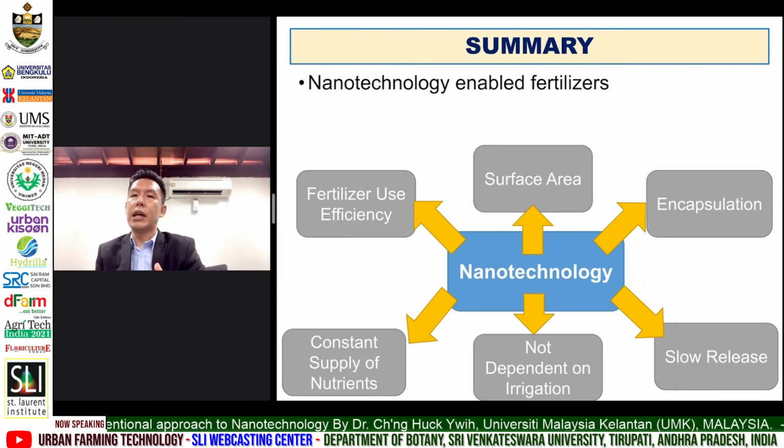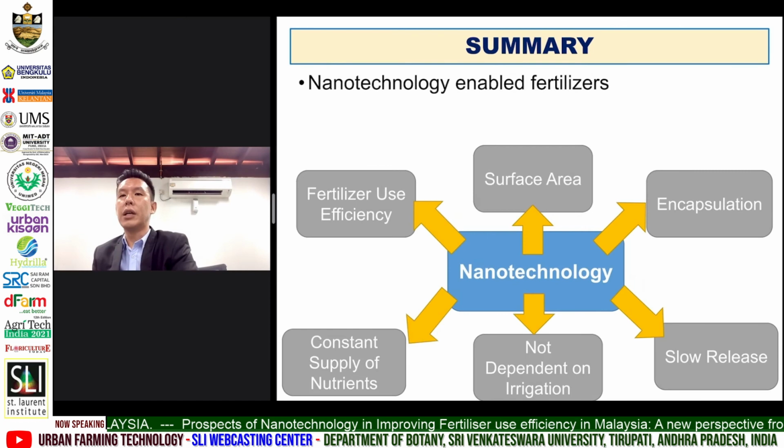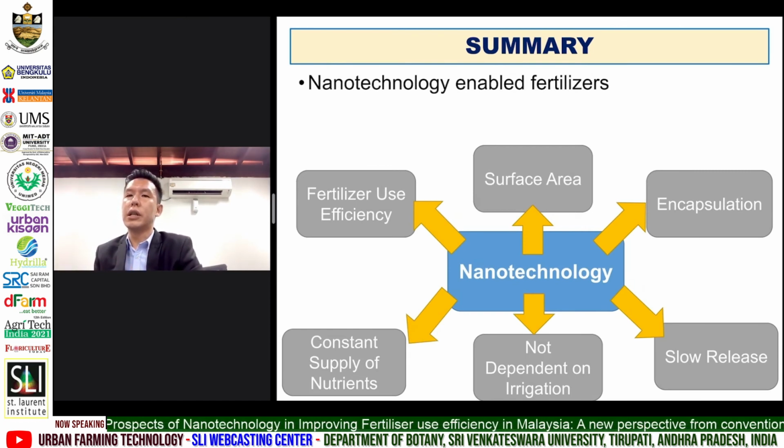As we all know, enhancing nutrient use efficiency is a commendable goal and an ultimate challenge handled by the agriculture and fertilizer industry worldwide. So nano-based fertilizer has a higher surface area because of the smaller size of the nanoparticles, and they have high reactivity and solubility in water, which is less dependent on irrigation. And nanotechnology enables the nutrient to be encapsulated inside nanoporous particles, whereby these fertilizers are able to release the nutrient slowly to the crops and increase the fertilizer use efficiency.